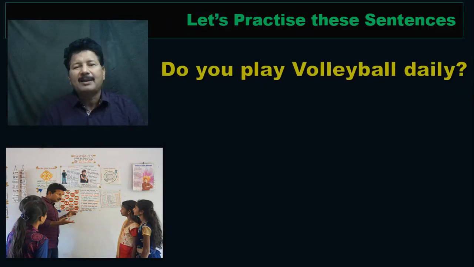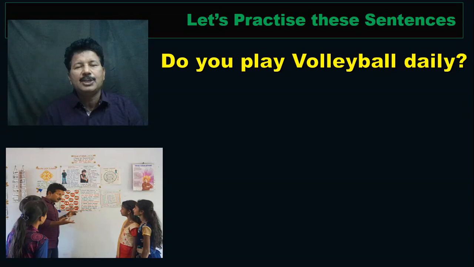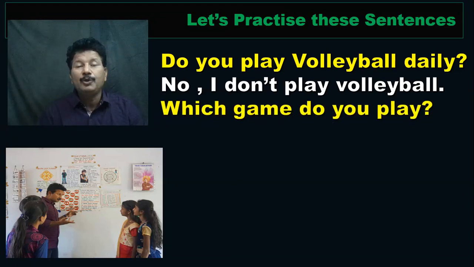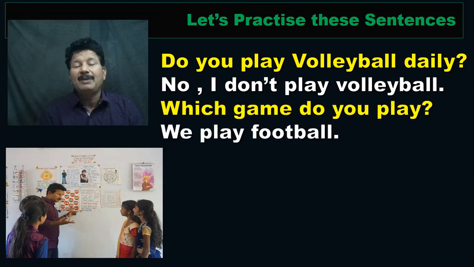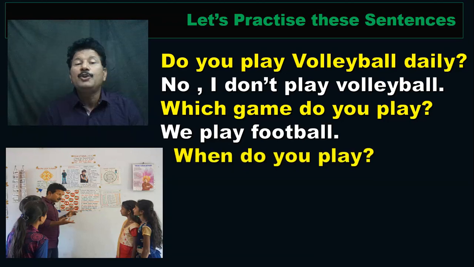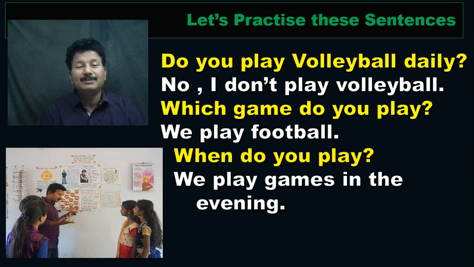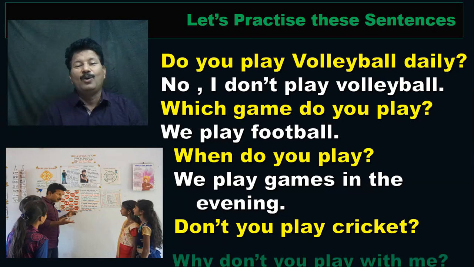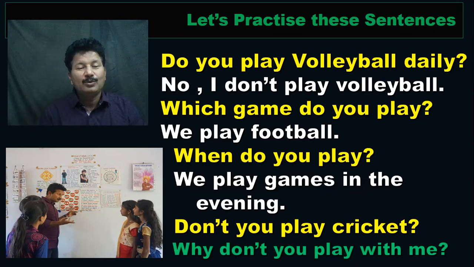Right. Now let's practice these sentences as day-to-day communication. Like, do you play volleyball daily? No, I don't play volleyball. Then which game do you play? Well, we play football. When do you play? Oh, we play games in the evening. Don't you play cricket? Oh, why don't you play with me? So the last two are negative questions which we use in our spoken language.